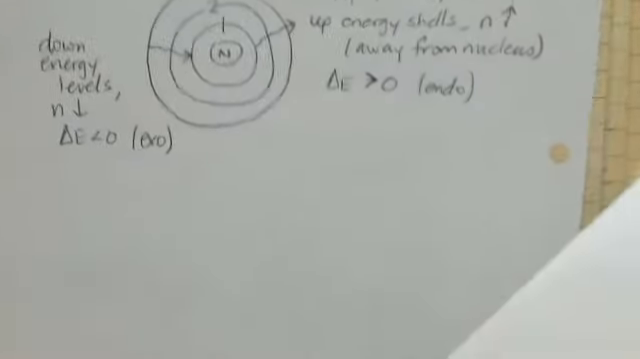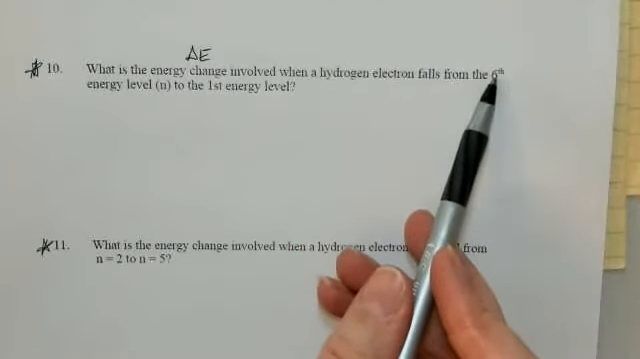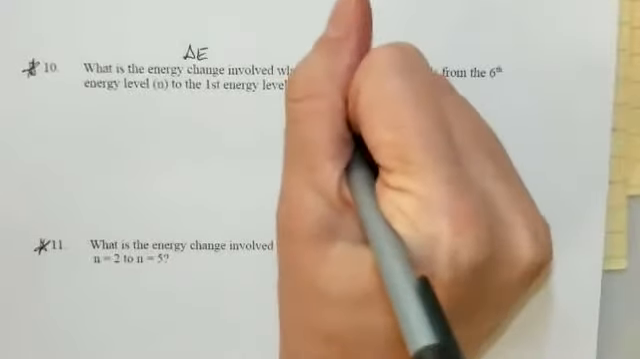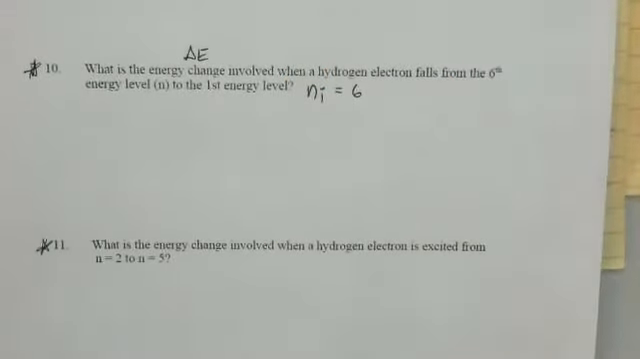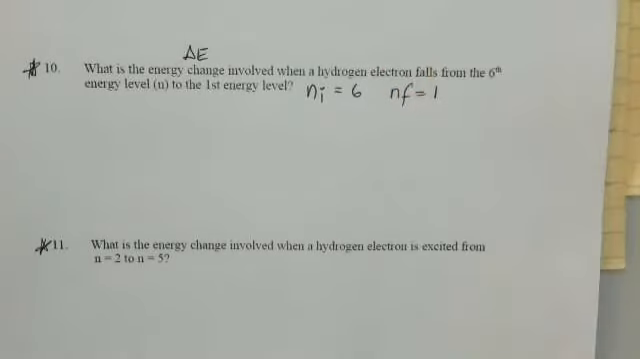For problem number 10, it says, what is the energy change, so we know we're looking at delta E, involved when a hydrogen electron, again, don't worry about the hydrogen, falls from the 6th shell to the first shell. So that means my initial N is 6 and I'm going to go all the way to the first shell.